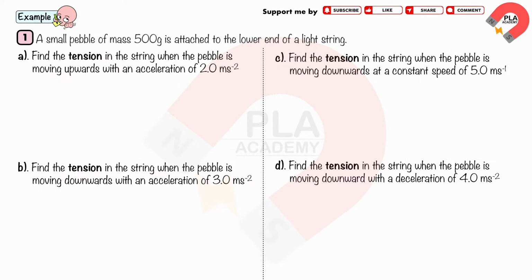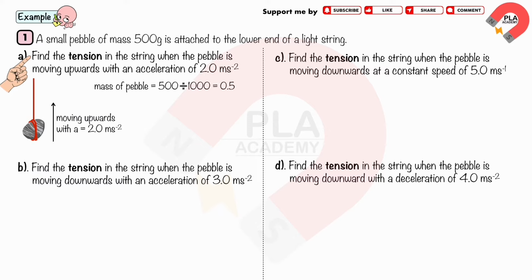Worked example 1. A small pebble of mass 500 grams is attached to the lower end of a light string. A. Find the tension in the string when the pebble is moving upwards with an acceleration of 2 meters per second squared. We convert the mass in grams into kilograms. By dividing 500 by 1000, we get mass equals 0.5 kilograms.